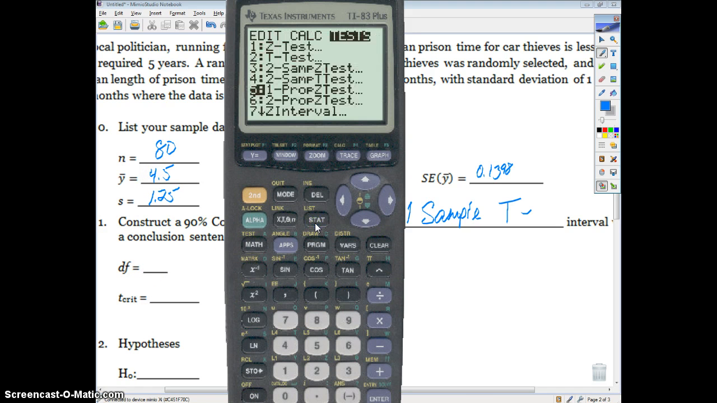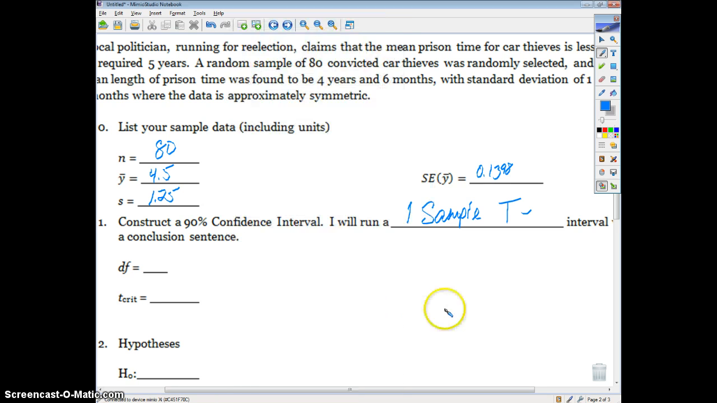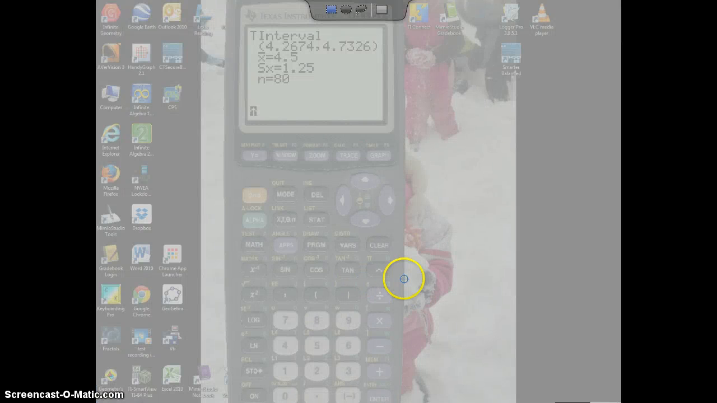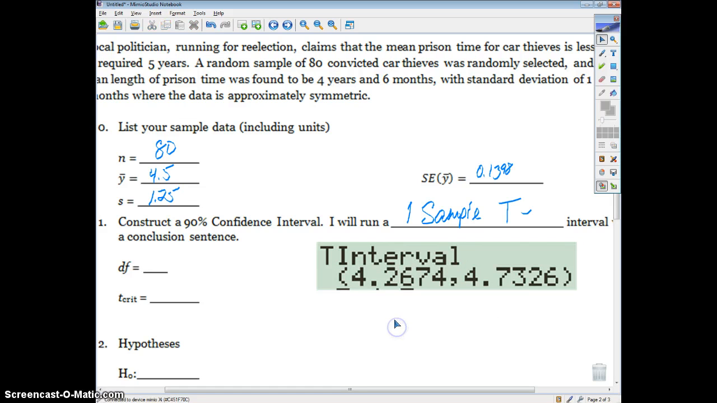All right. So remember, stat. Slide over to test. It's number 8. Okay. I scroll down to number 8. You don't have to. You can actually push the number 8. All right. So here I put in all the data. I calculate. And there we go. Okay. So this is what it's going to look like. All right. So I'm just importing this so I don't have to go back and forth. All right. So there's the t interval.